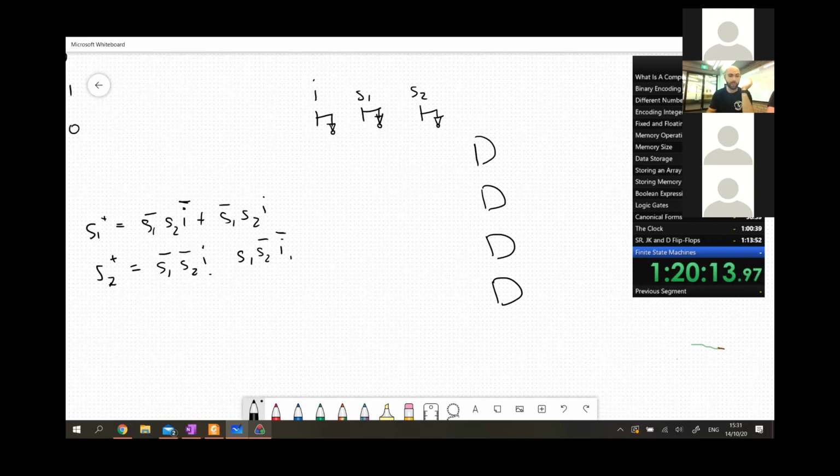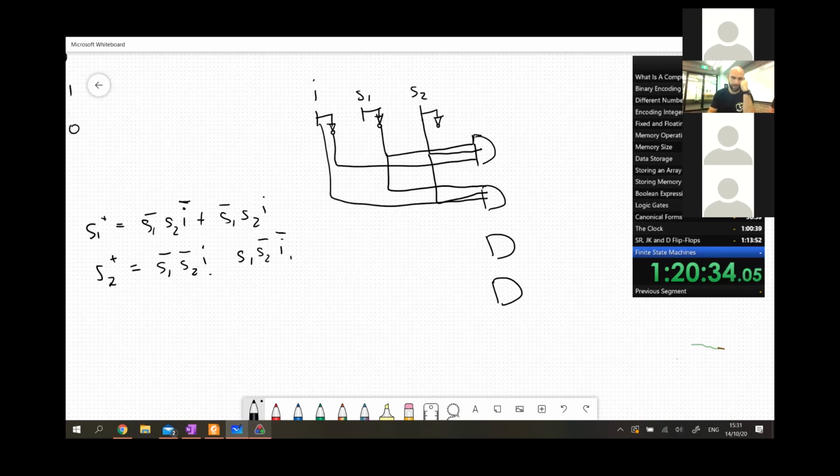Okay, and then we just link them up. So these two will correspond to S1 plus. So we've got S1 inverted, we've got S2, now we've got I inverted. All right, this is going to get messy, I apologize. S1 inverted, S2, and I. All right, that's our first one. They'll feed into an OR gate, okay?